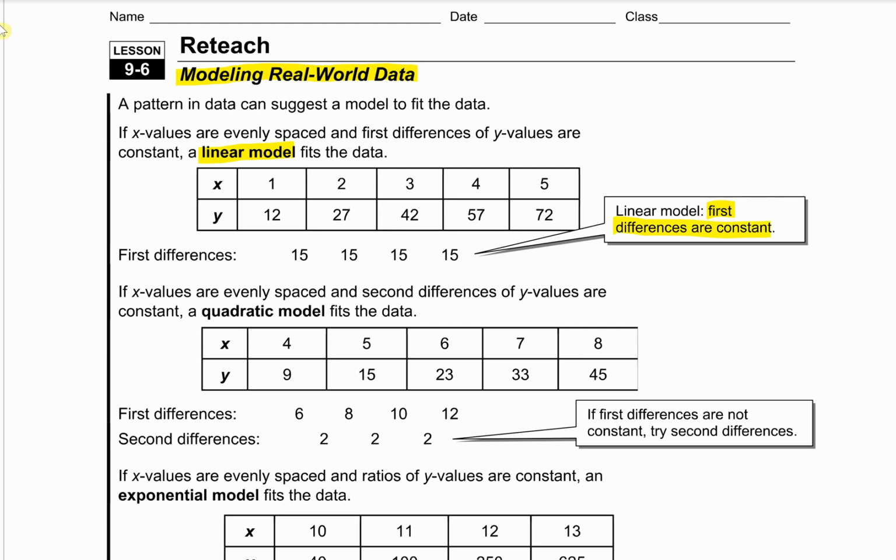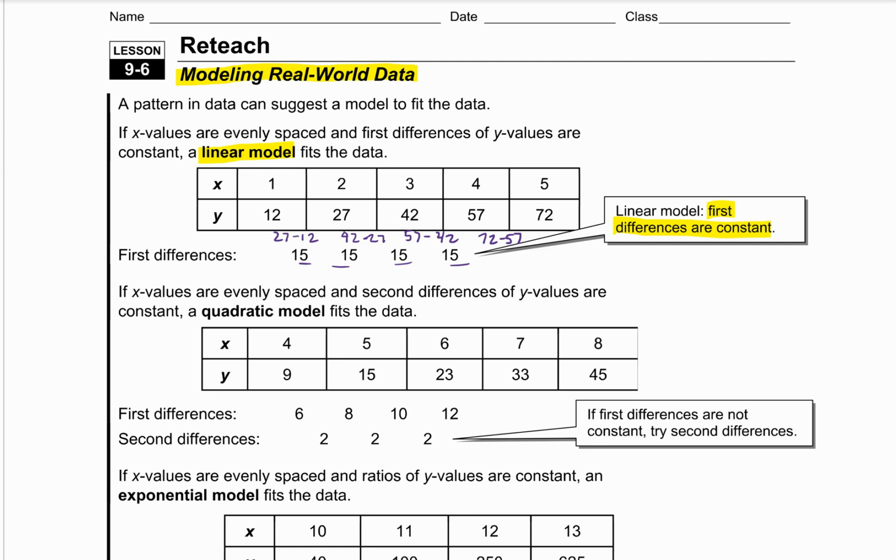So here, 27 minus 12, 42 minus 27, 57 minus 42, and 72 minus 57. Those are all 15, right? So this means that this data is linear. And we could use a linear regression to figure out the line of best fit. Or all we need to do is find the slope and use point slope form, which we've done in the past.